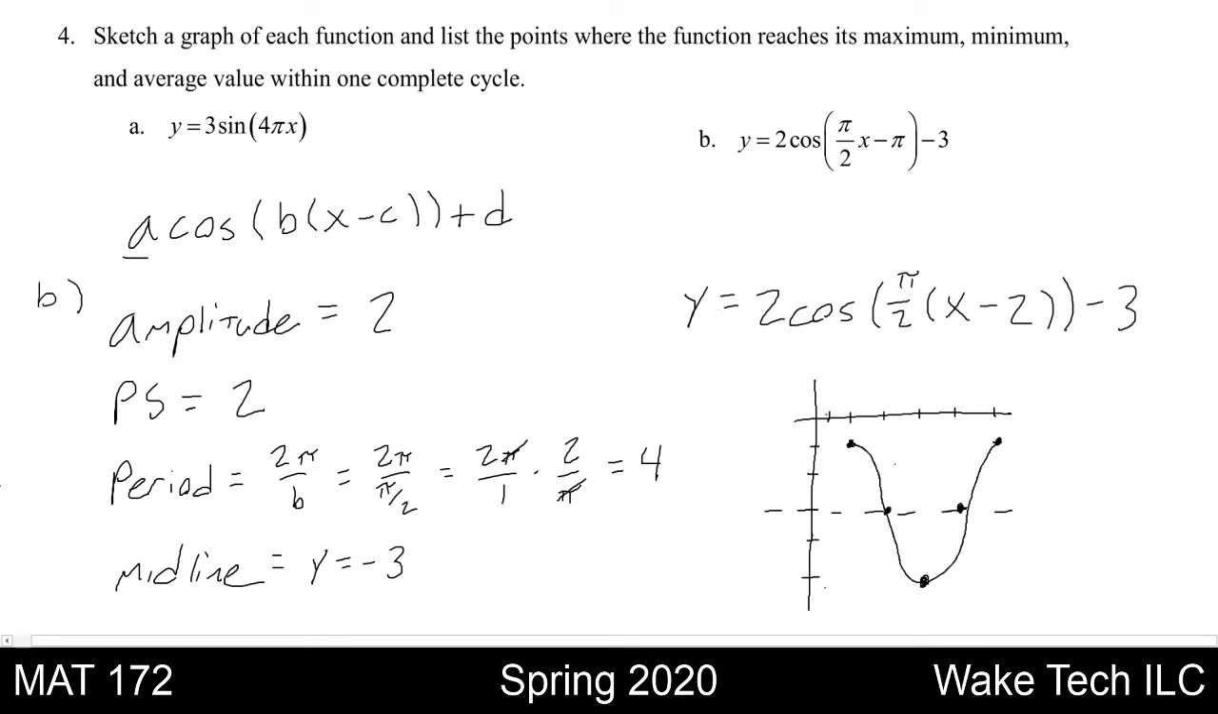Now, as for the points where it reaches its maximum, minimum, and average value, we can write those down. This should be 2, -1. This would be 3, -3. Here we have 4, -6, or -5, excuse me. Here we have 5, -3, and finally 6, -1.